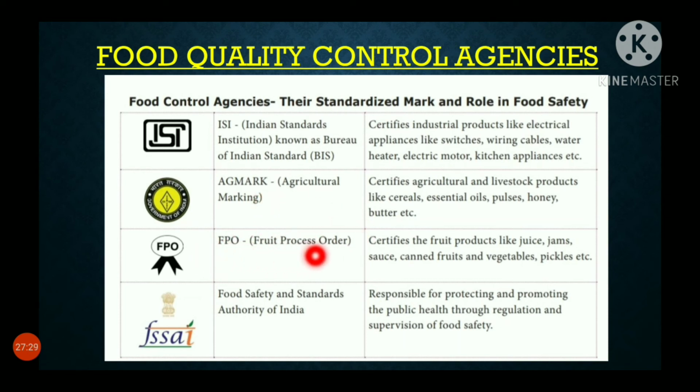FPO, Fruit Products Order. By the word itself you can see it is indicating fruits. It certifies fruit products like juice, jams, sauces, canned fruits and vegetables, pickles, etc. If you see the bottles, there will be a mark called FPO, meaning they have certified that yes, this food is good, you can eat it.